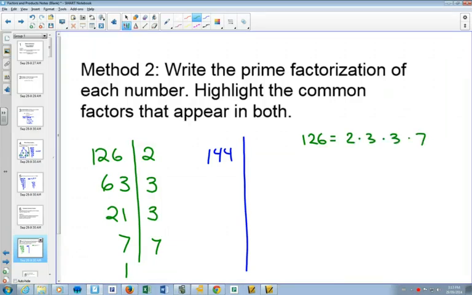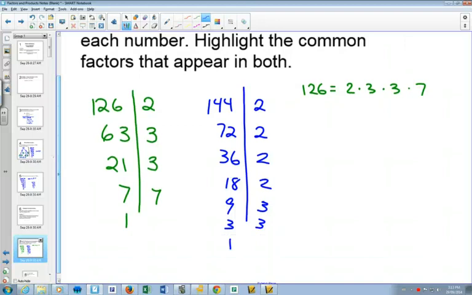And 144, you can divide that by 2, you get 72. Divide by 2 again, you get 36. Divide by 2 again, you get 18. Divide by 2 again, you get 9. Divide by 3, you get 3. Divide by 3, and we get 1. So 144 is 2 times 2 times 2 times 2 times 3 times 3.